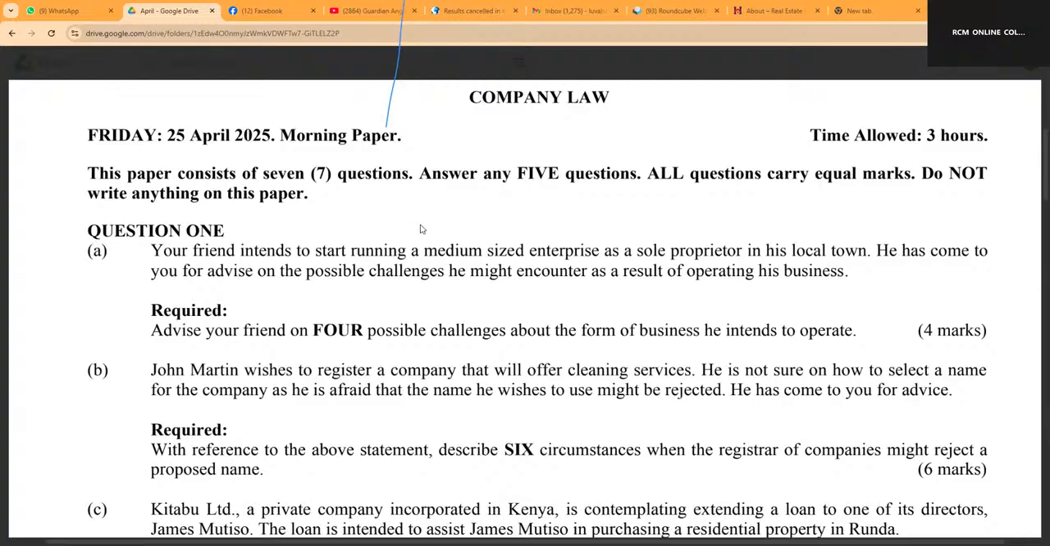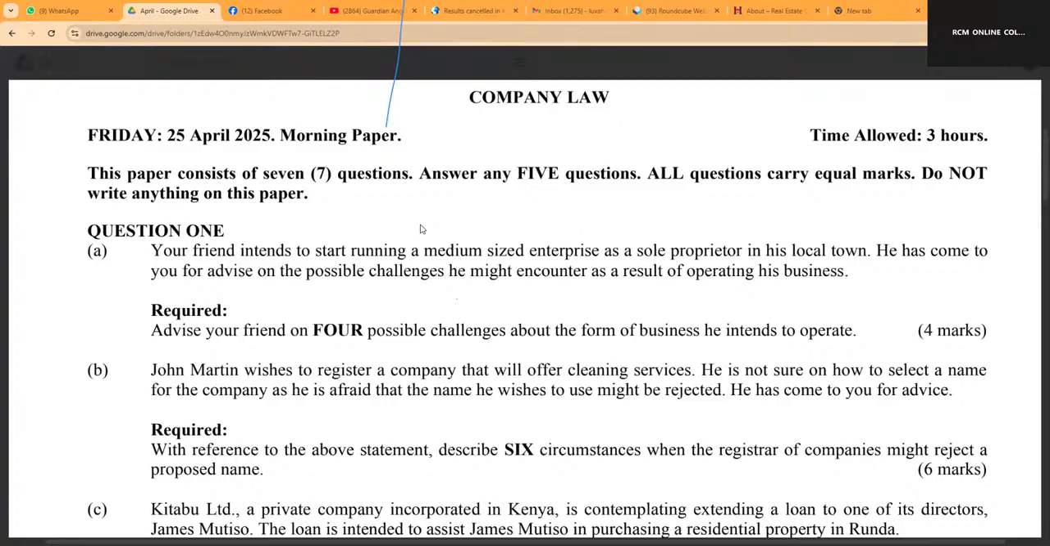He manages the business by himself, and therefore the death of the owner can end up leading to what? The end of the life of the business. Yeah, so those are some of the points.